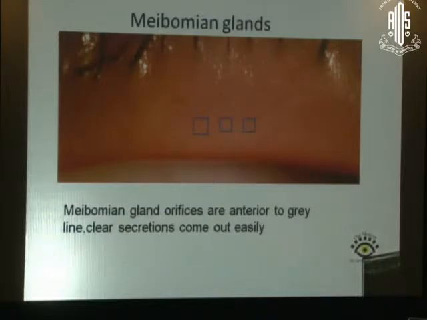So before going with the dysfunction, we must be knowing how a normal meibomian glands look like. They are round or oval, very small orifices, around 30-40 in the upper lid, around 20 in the lower lid. And when we press them, very clear secretions come out easily.